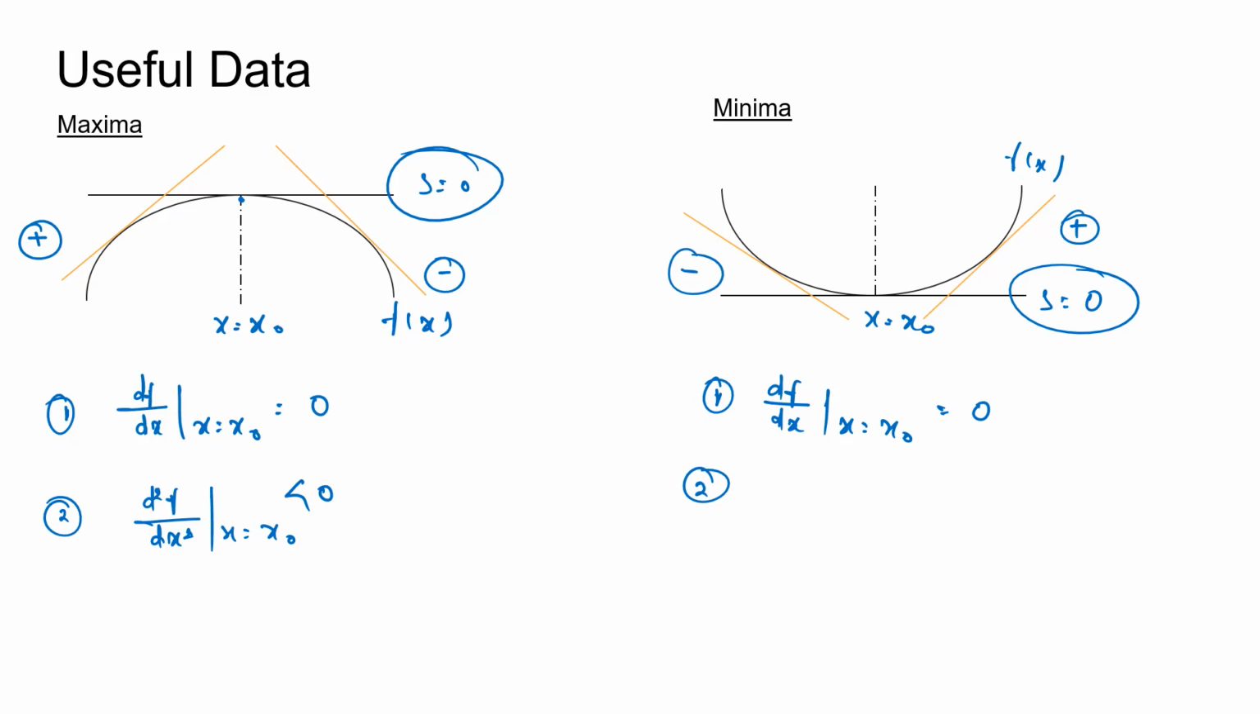So the change of slope is from negative to positive, and in maxima it was positive to negative. So we can clearly say here that the second derivative, d square f by dx square at x equal to x0, will be greater than 0. So these are the conditions which are required to be fulfilled for maxima and minima.